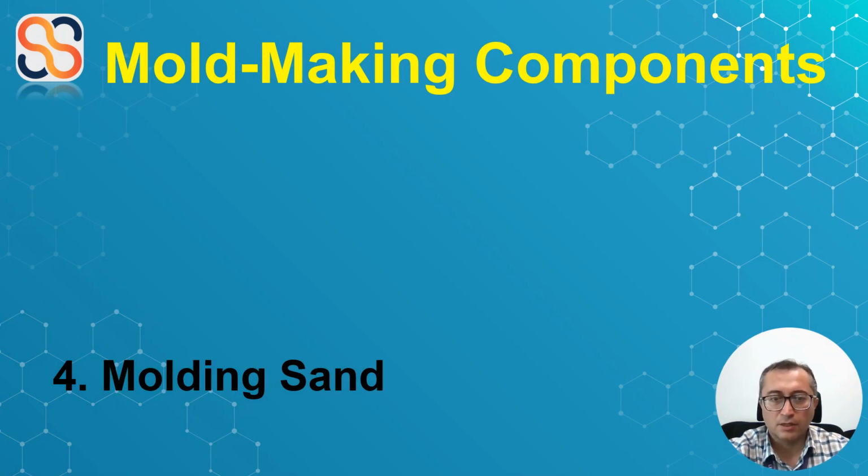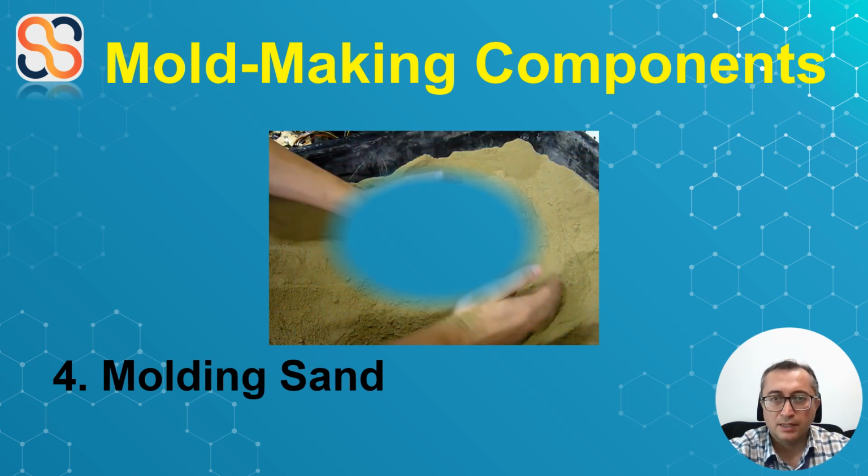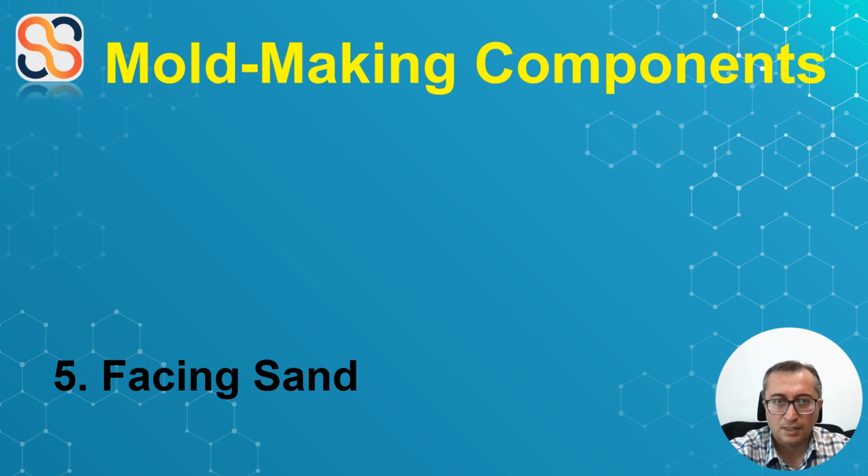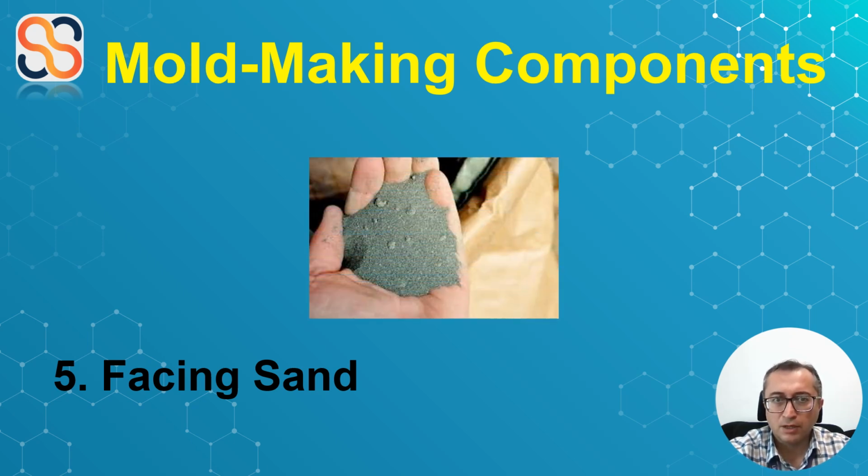Number four, molding sand. It is a special type of sand that sticks together well but still lets air and gases pass through. It is usually a mix of silica sand, clay, and some moisture. Number five, facing sand. This is a small amount of carbon-rich material sprinkled on the inside surface of the mold. It helps give the castings a nice finish.